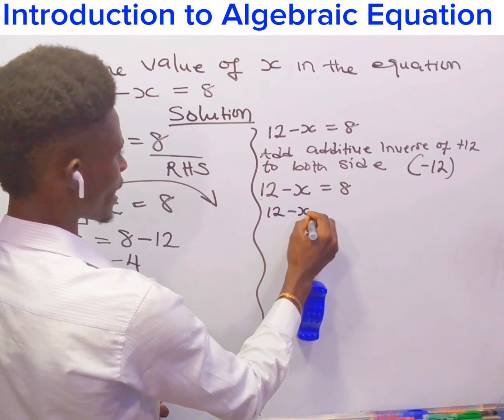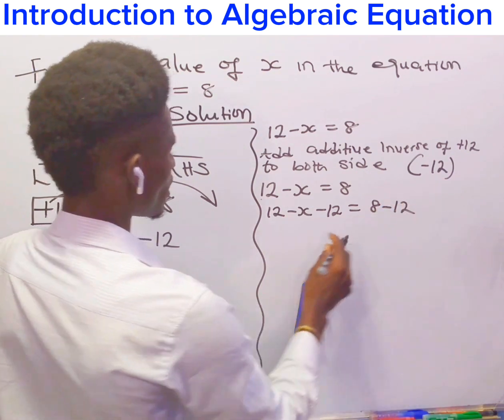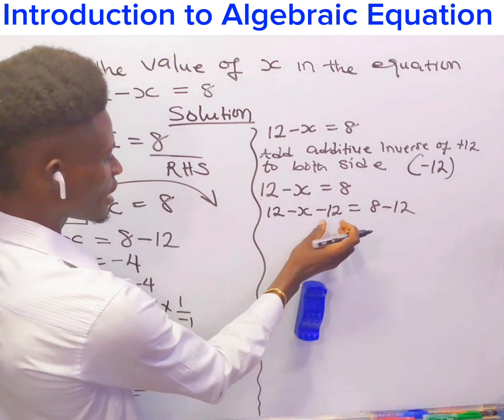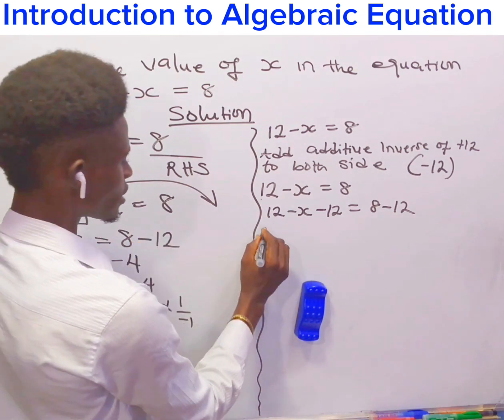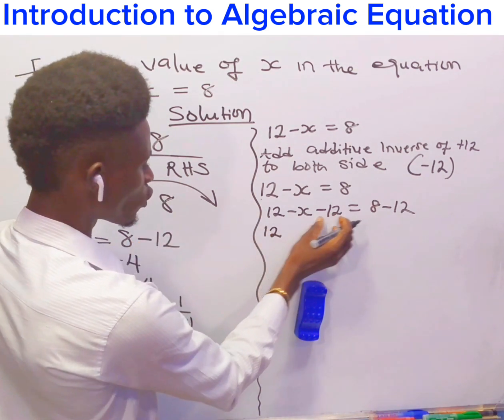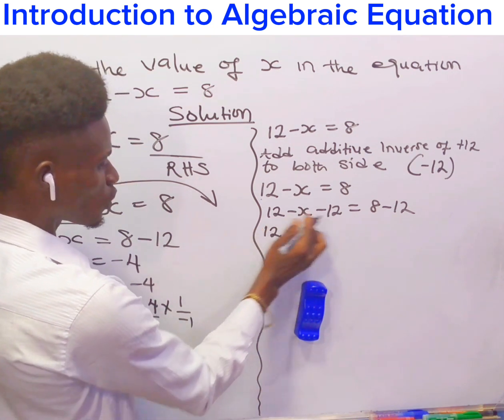12 minus x minus 12 is equal to 8 minus 12. Now let's collect like terms, which means let's bring 12 and -12 close together on the left, so that -12 comes close to ordinary 12. It is not crossing the equal sign because there is no equal sign here.